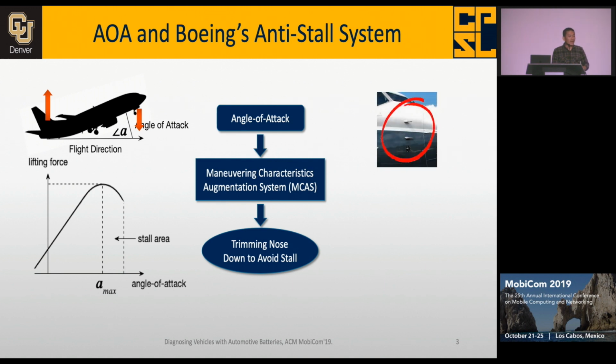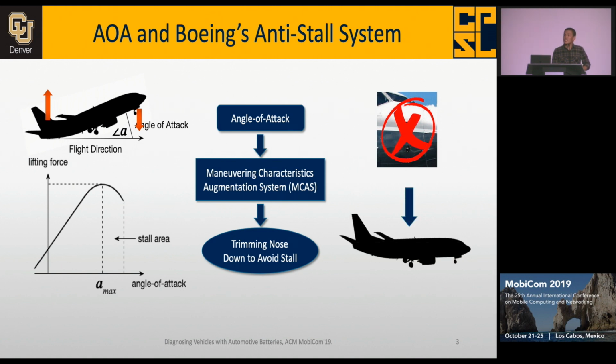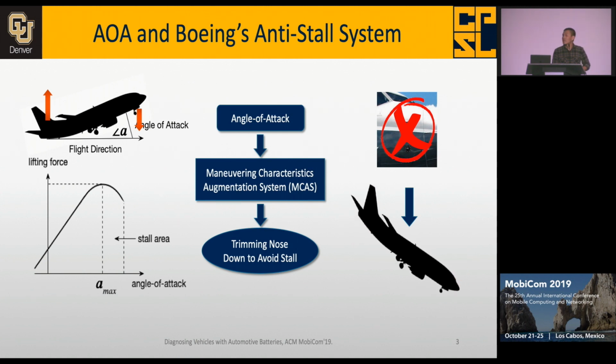But in these two accidents, unfortunately, this AOA sensor goes wrong, and that causes an issue. The aircraft could be flying normally, but because the AOA sensor goes wrong, the MCAS control system takes a wrong control decision or actuation. So it unnecessarily imposes these two forces and makes the airplane go down, eventually leading to the crashes.